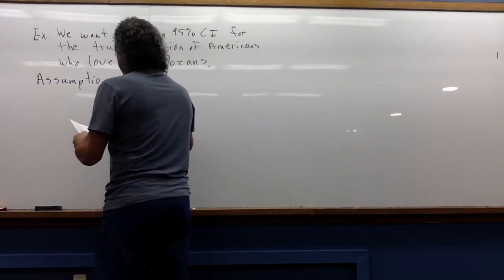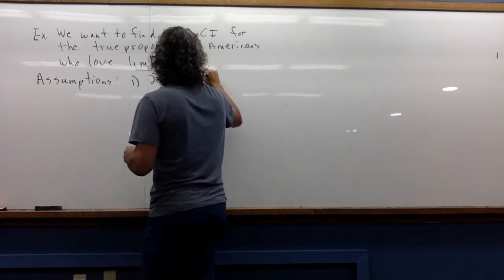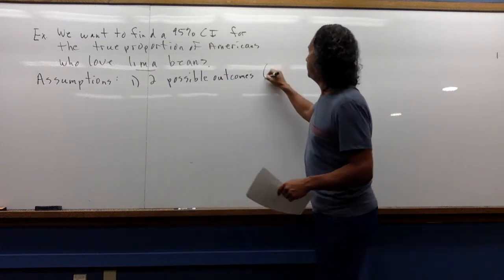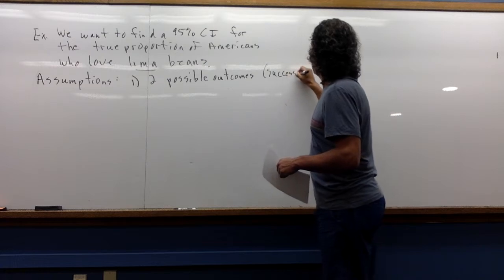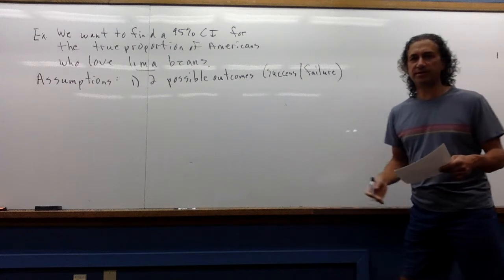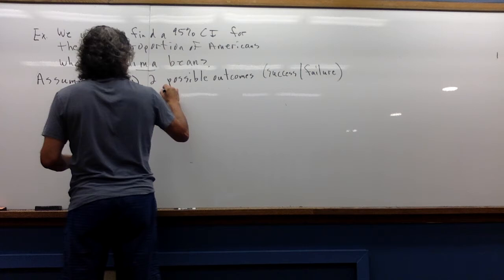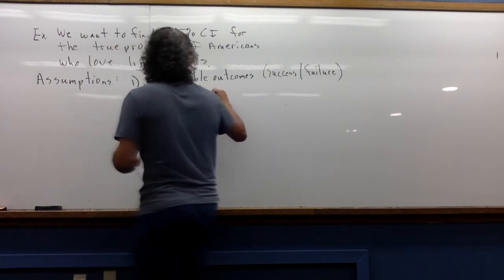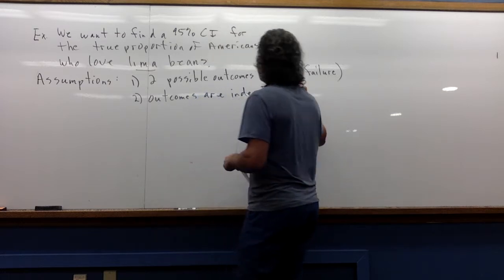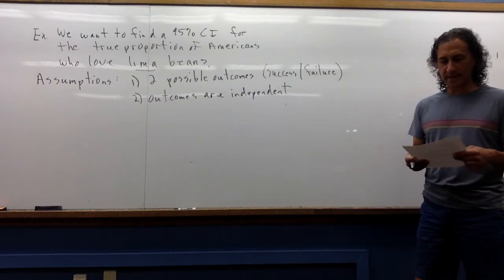So my assumptions are that I have, as I said, two possible outcomes. So you have success or failure. And again, you can arbitrarily define which one is success, which one is failure. Second, the outcomes are independent. If you know that one person likes a lima bean, it's not going to affect whether the next person loves lima beans.